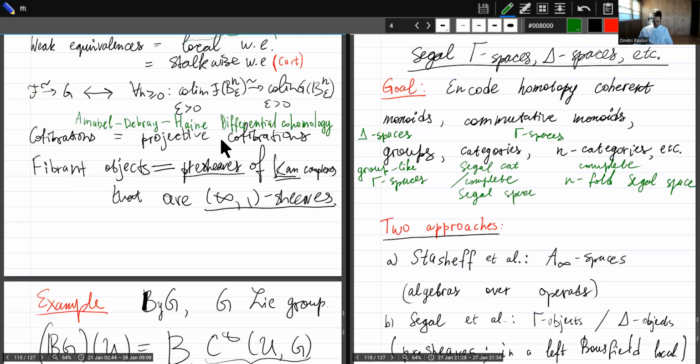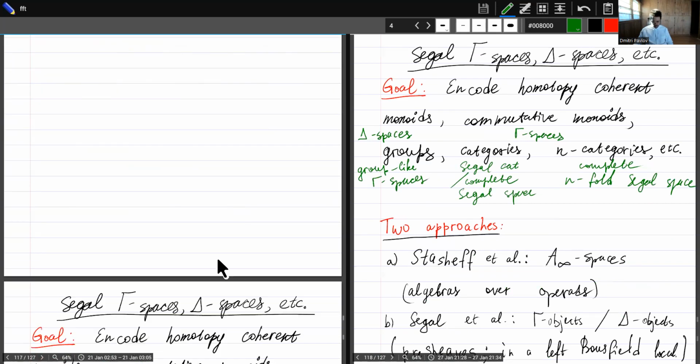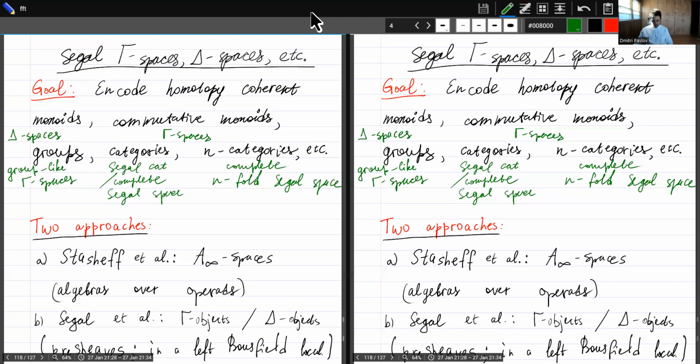And today, I want to illustrate the technology of left Bousfield localizations with another example, which is the example of Segal gamma spaces, Segal delta spaces, also Segal categories, complete Segal spaces, basically all the objects that have Segal in it. And here the goal is similar in all those cases. We want to encode some homotopy coherent structure.